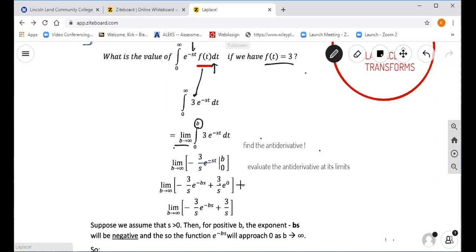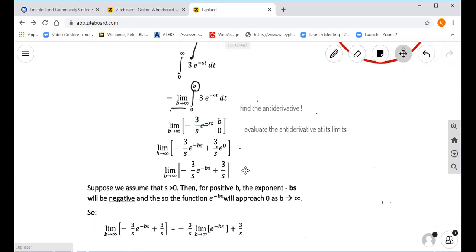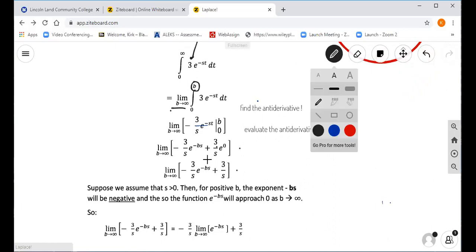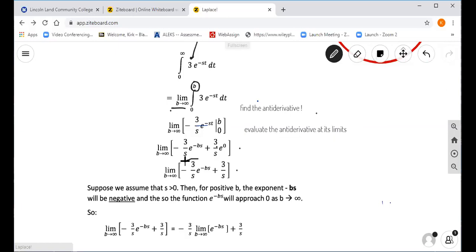So now after we've replaced at the limits, the question is, does this limit exist? The expression that we're taking the limit of has two pieces to it. The second piece is just 3 over s. And since s is constant here, since s isn't moving, that piece of the limit certainly does exist. But what about this first piece here? Does that piece have a limit as b goes to infinity?